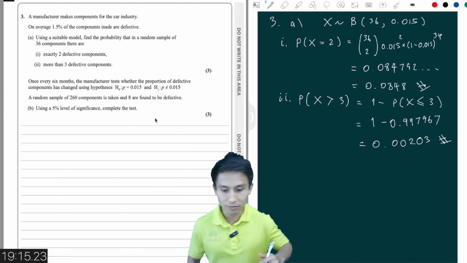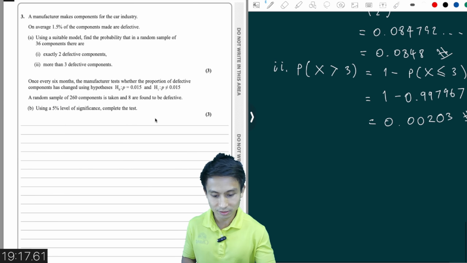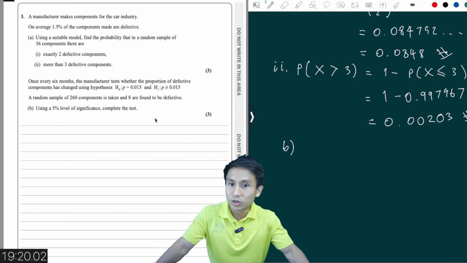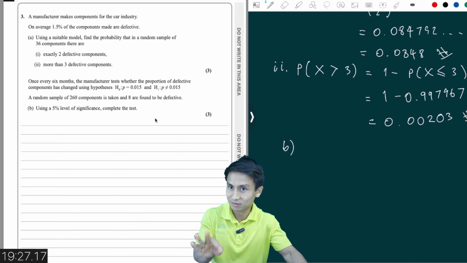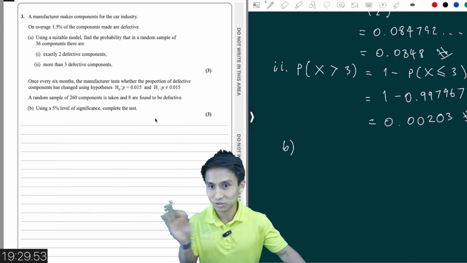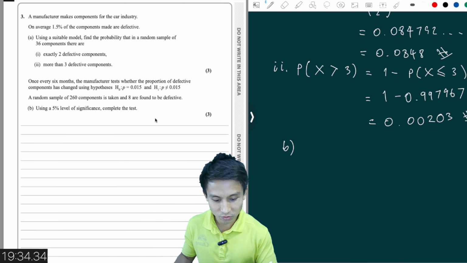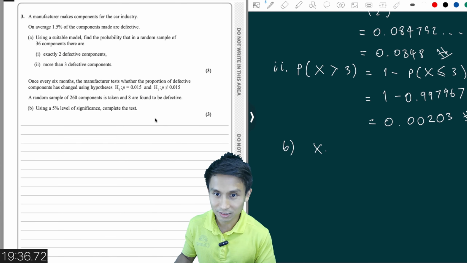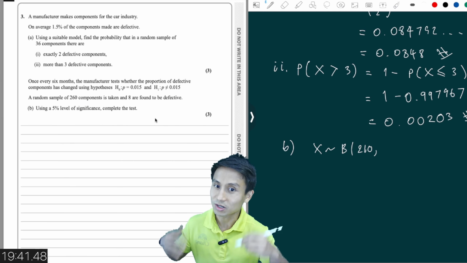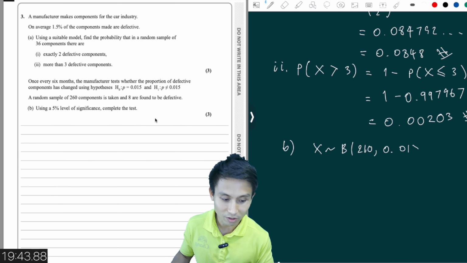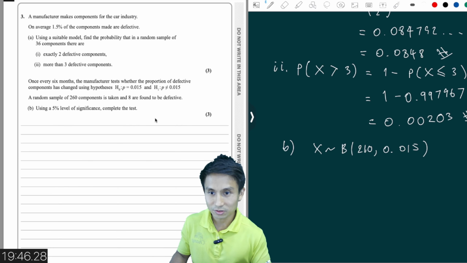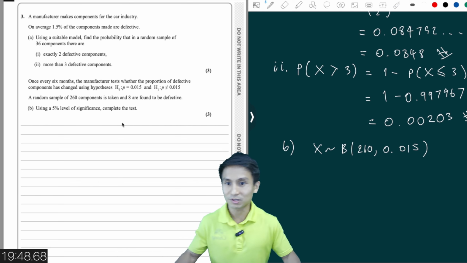So yeah, still binomial, right? But hypothesis testing, we don't need to approximate. I think we're still fine with that. It doesn't say approximate at all, even though 260 is getting large there. So I'm being careful here because it doesn't say, so we shouldn't use it. So we're just going to do again x modeled as B 260. And because the assumption is still 0.015, right? Okay, so using 5% significance, complete the test.